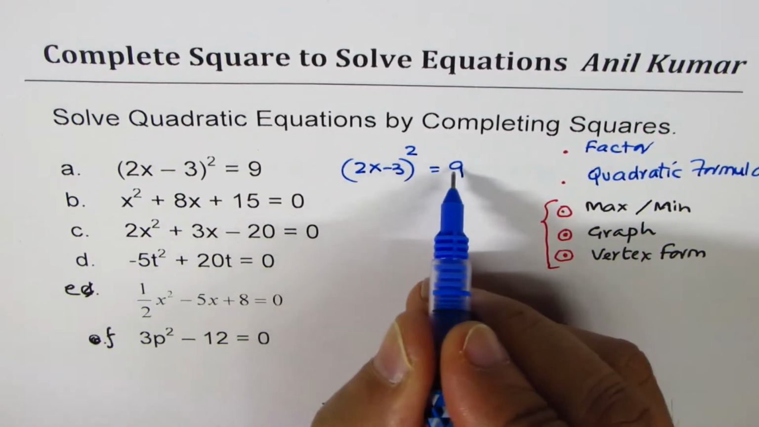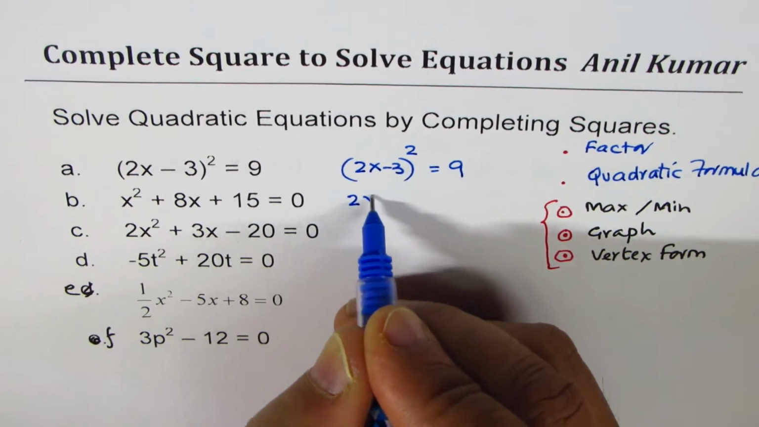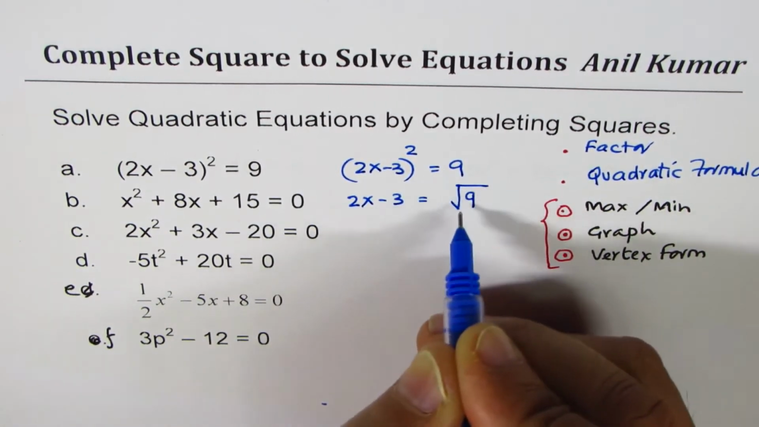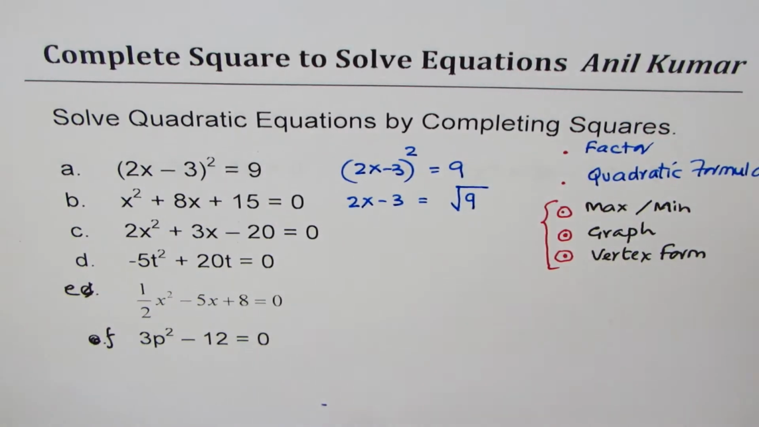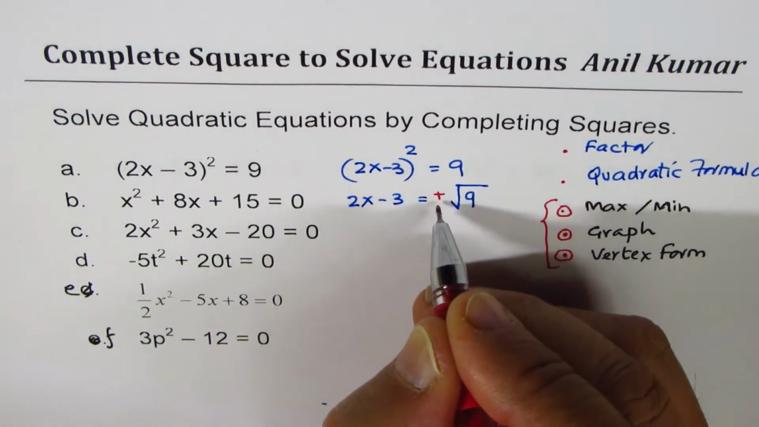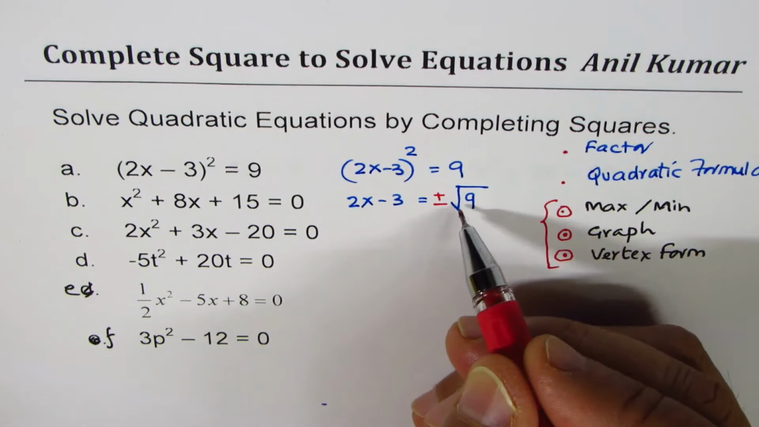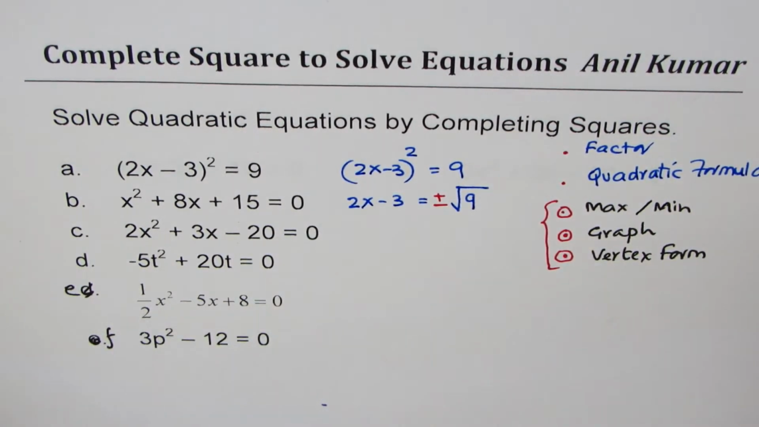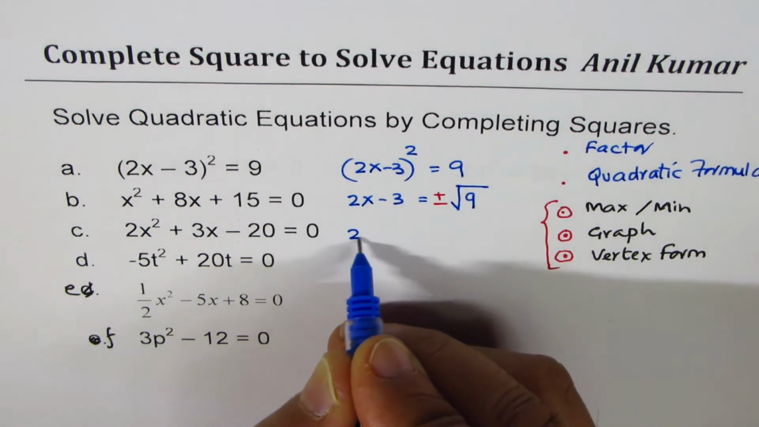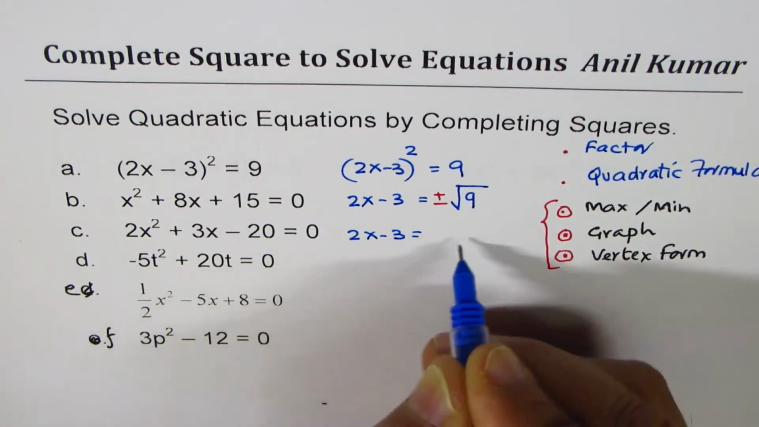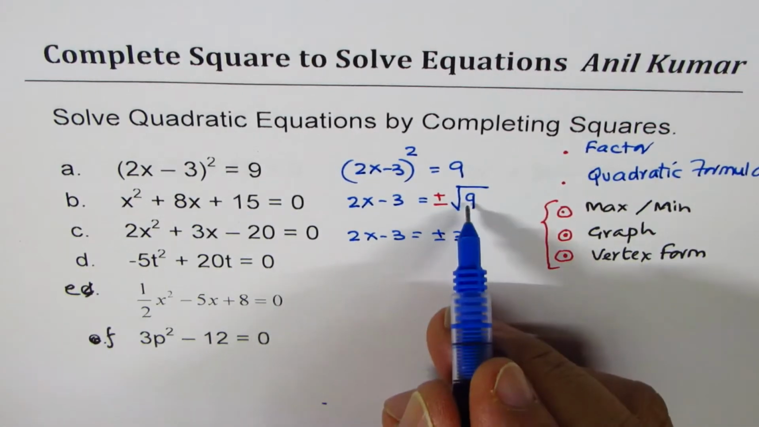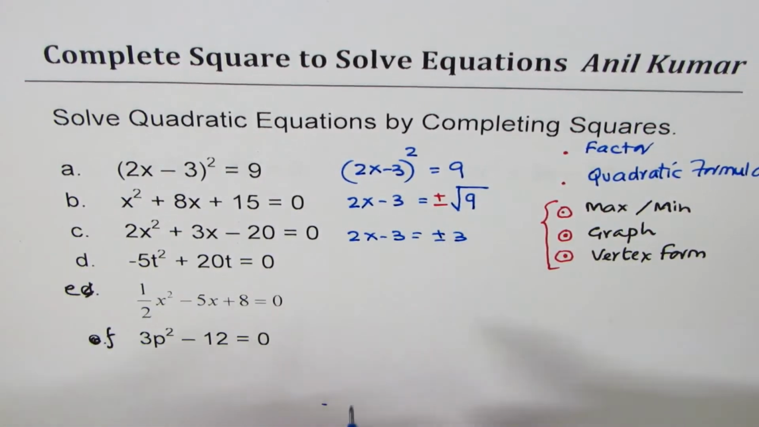So the first step will be the square root. So we get 2x - 3 = √9. Now whenever you take the square root, you have to do plus and minus, right? Since (-3)² is also 9 and (+3)² is also 9. That is very critical. So we get 2x - 3 = ±3, that is, the square root of 9 is ±3.